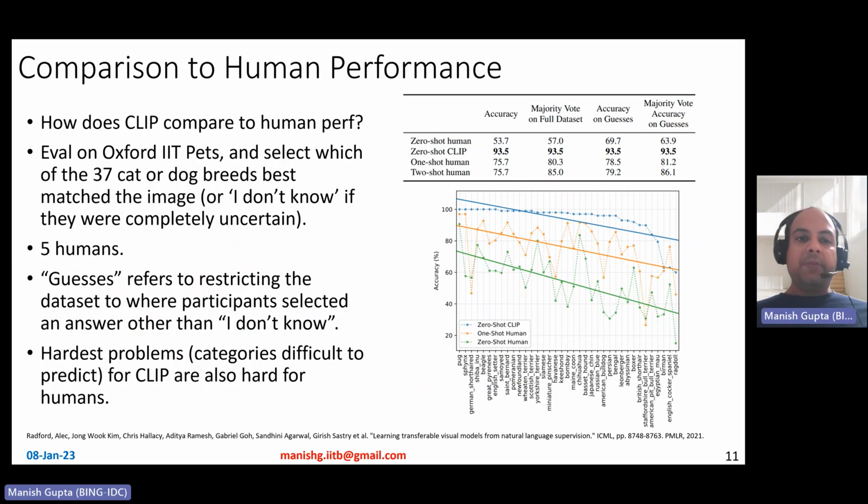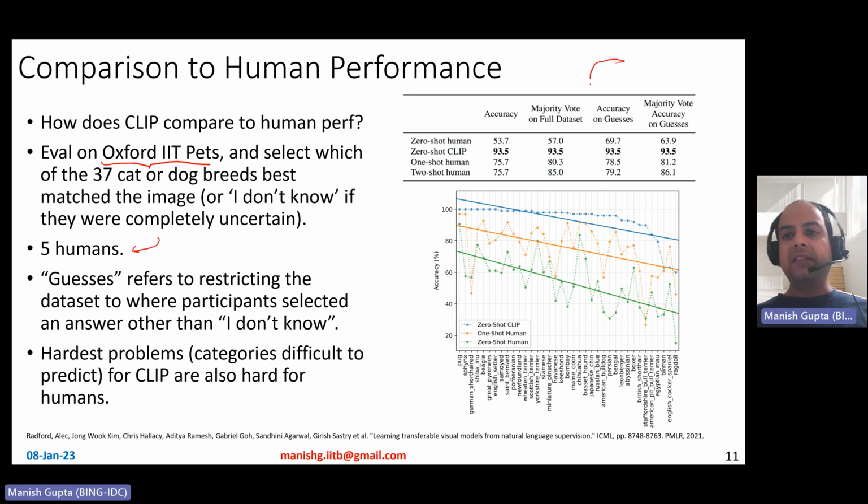Now, people also try to compare it with human performance. So how does CLIP compare to human performance? They evaluate on the Oxford IIIT Pets dataset, and the idea was that they asked humans to select which of the 37 cat or dog breeds best matches the image. The human could also say they don't know if they were completely uncertain. This was shown to 5 humans, so there are 5 humans' worth of results.